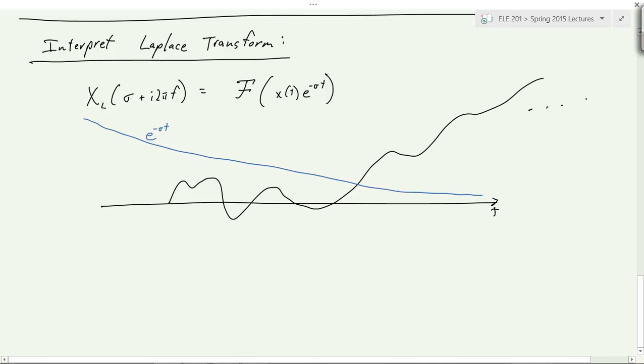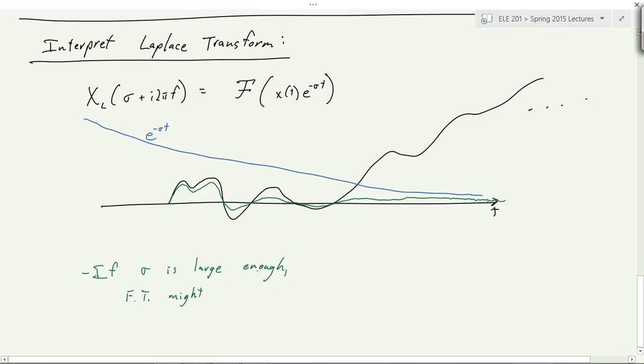So maybe it looks like, I'm practicing my drawing skills here. Suppose you taper it off strongly enough that it now decays. Now you could take a Fourier transform. And that's what the Laplace transform allows you to do. It allows you to pick a sigma that tapers it off, and then do a Fourier transform. So for some sigma this will work, and for some it won't. If sigma is large enough, then the Fourier transform might exist.